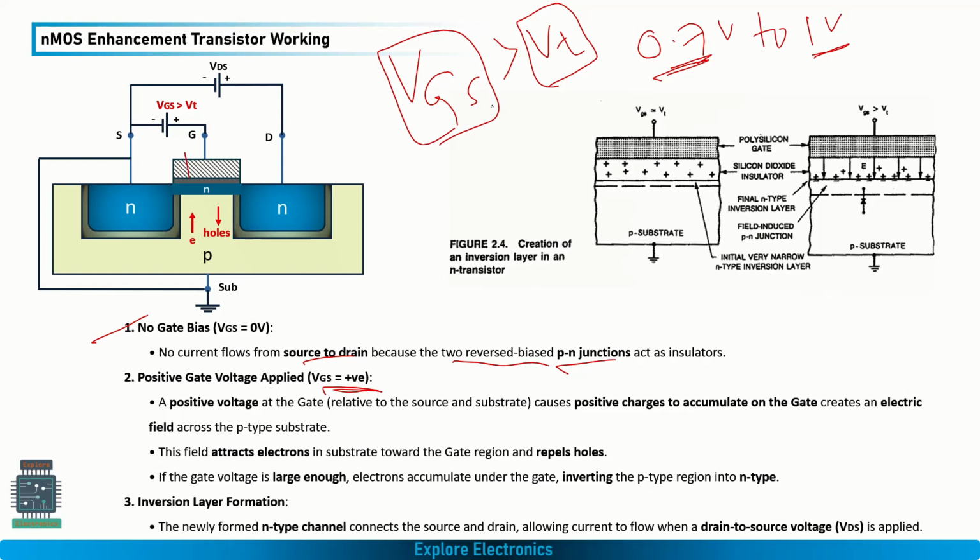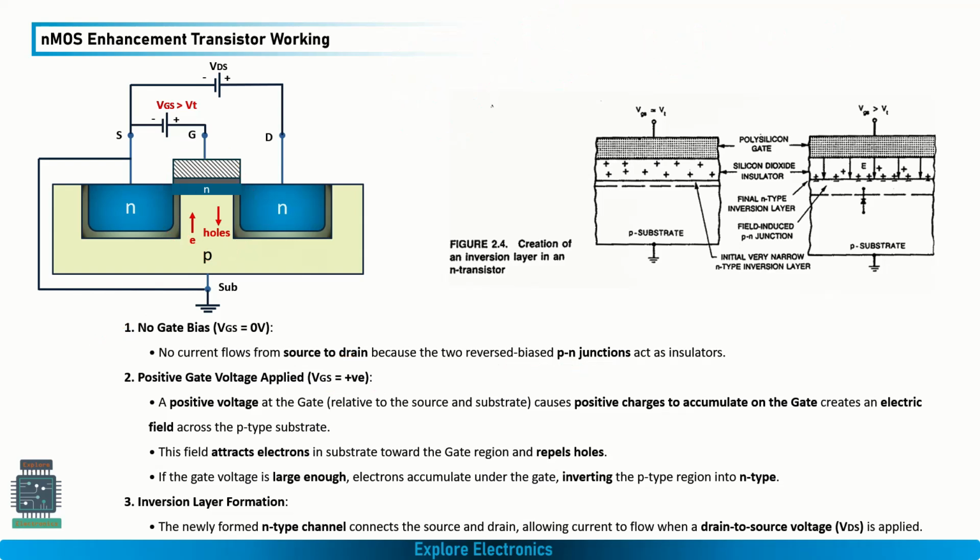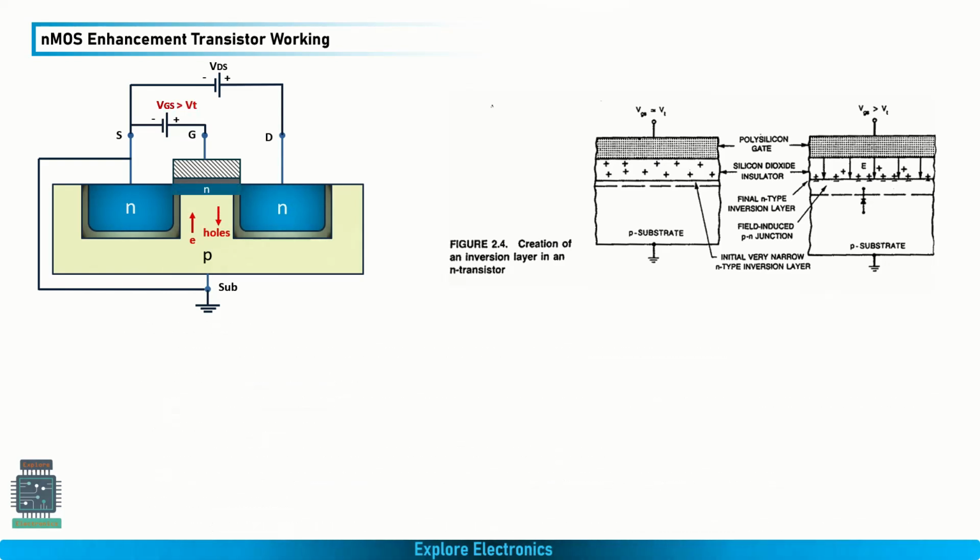Here, some positive voltage we applied means positive charges accumulate on the gate. The gate becomes more positively charged. It creates an electric field across the substrate. Because of that, it will attract the electrons, which are negatively charged, towards the gate, and it will repel the positive charges, that is holes, towards the substrate. So generally, when we start applying the voltage from the gate, electrons are attracted towards the gate and holes are pushed towards the substrate.